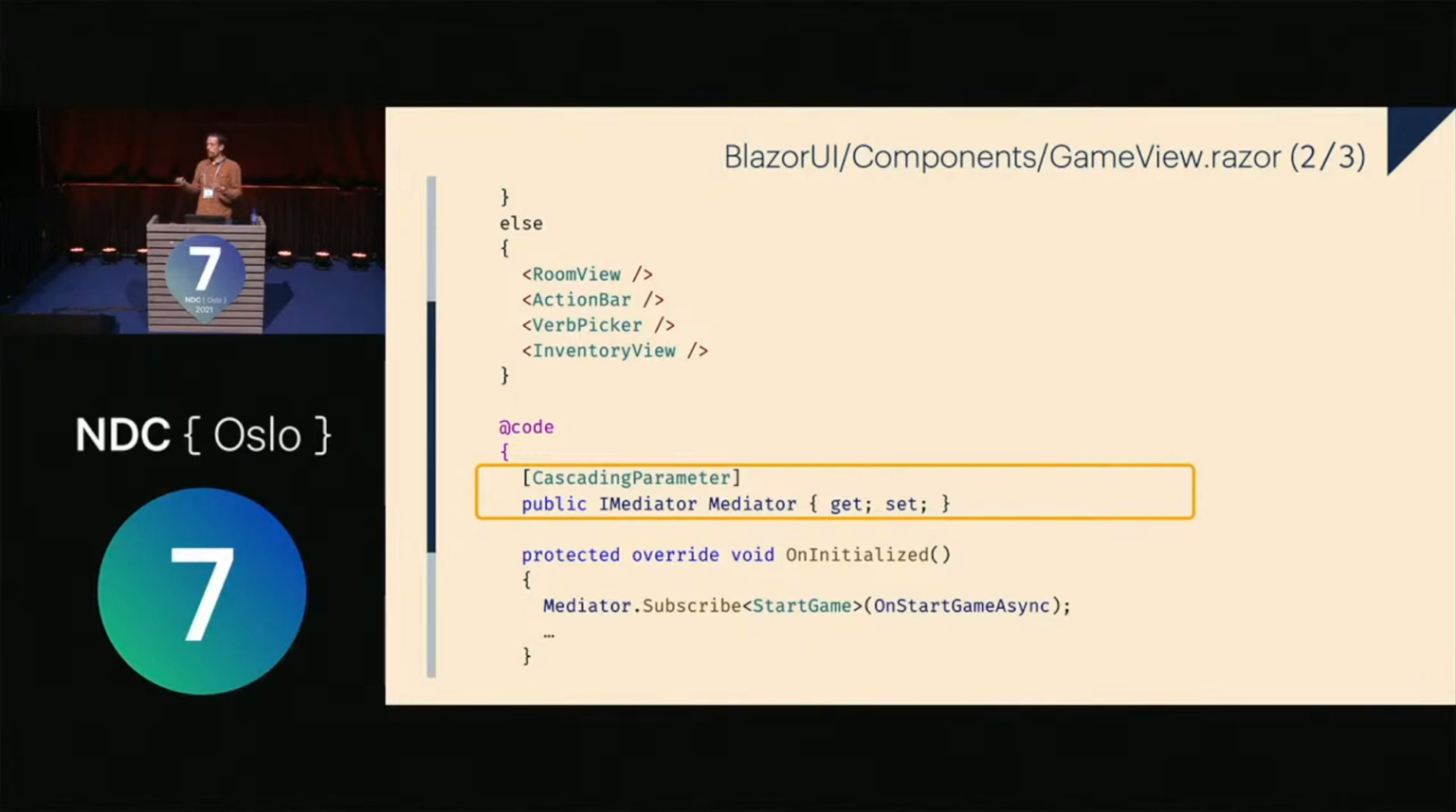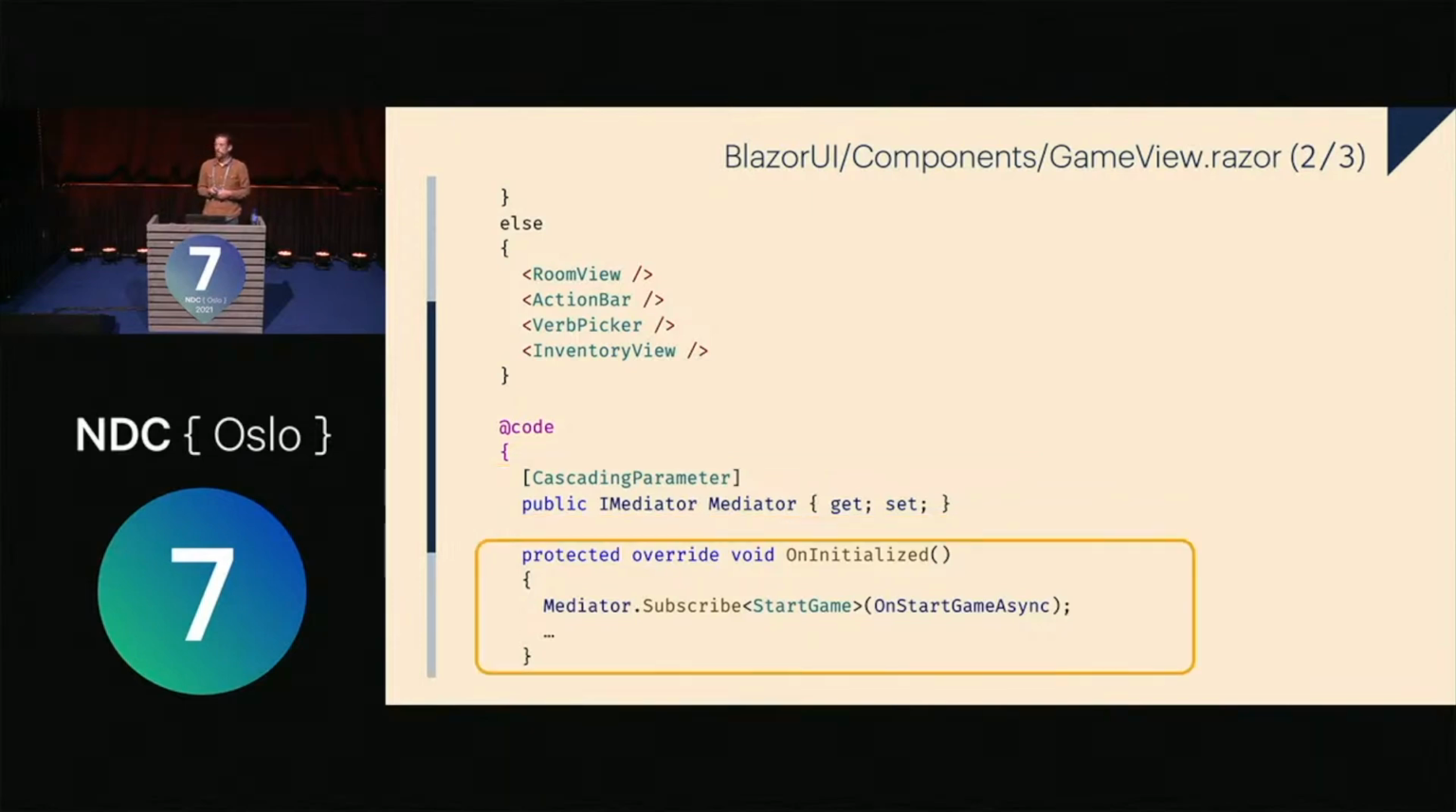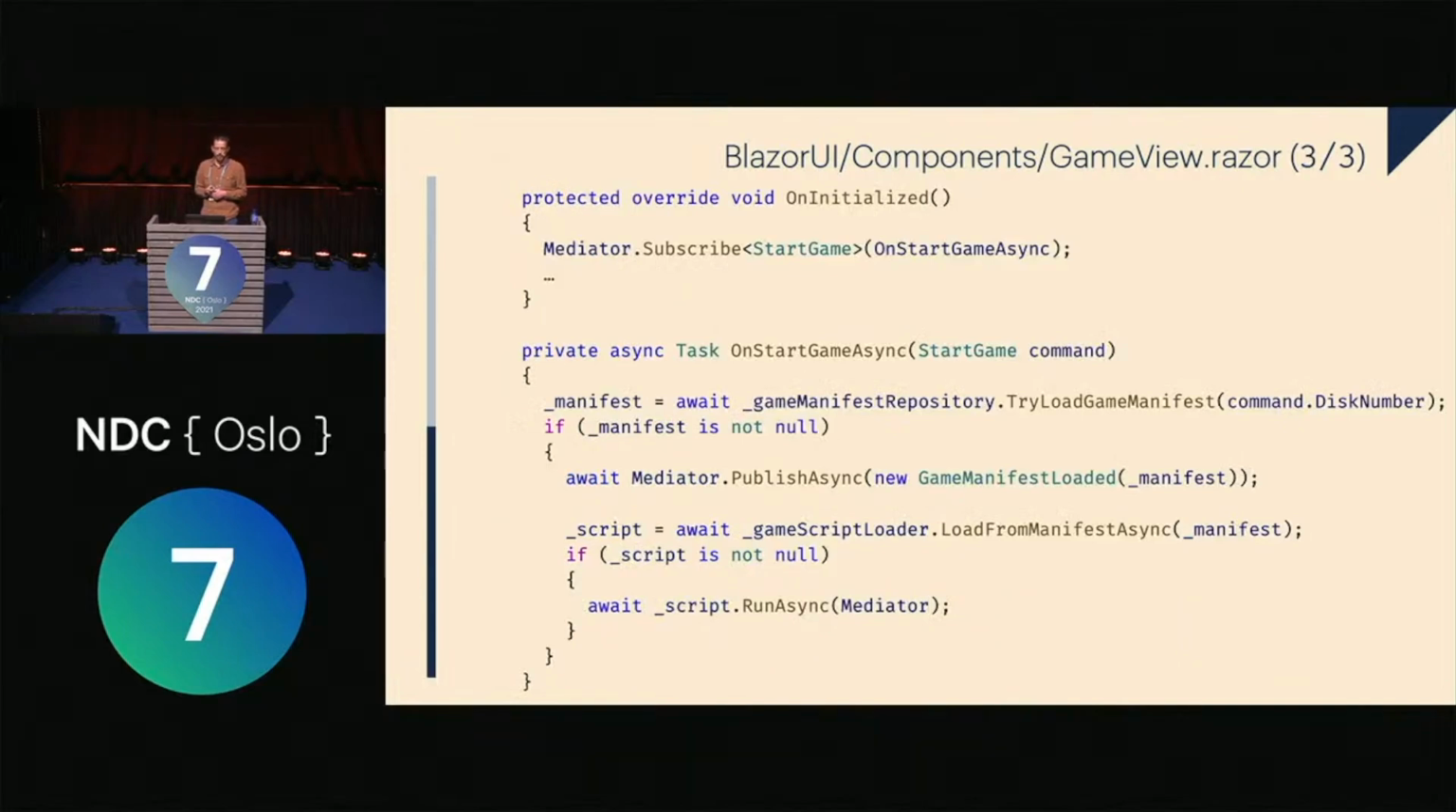Okay, back to my game view. So of course, now we have our mediator object, but now we need to subscribe to messages coming in from that mediator. And a good place to do that is this OnInitialized method. So this method is called once when your component is created, and it's called after the parameters have been set. So I can be sure that I have my mediator object.